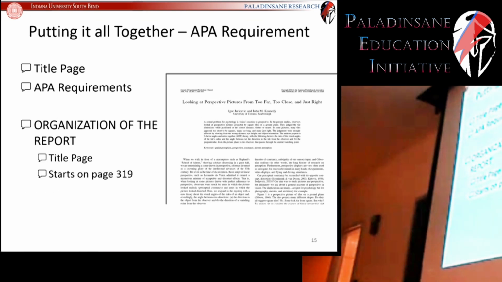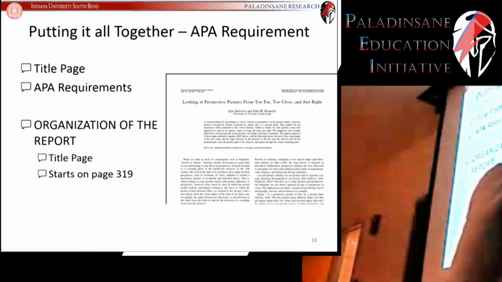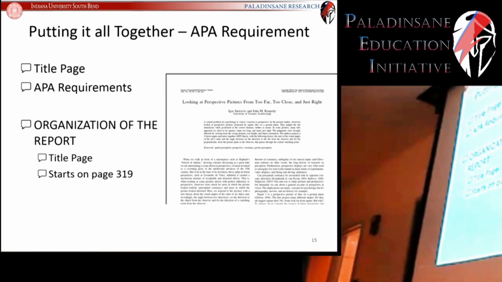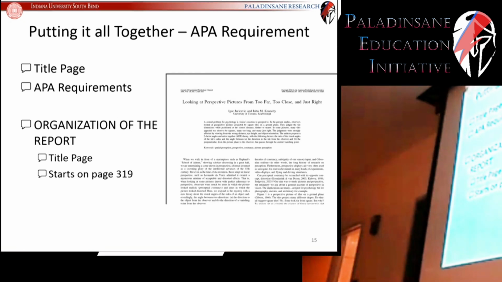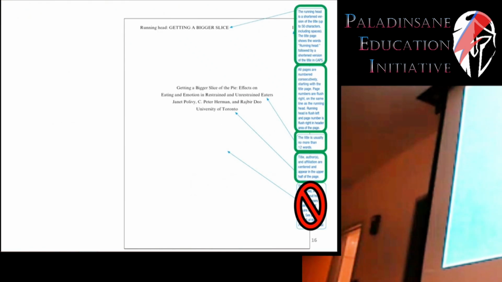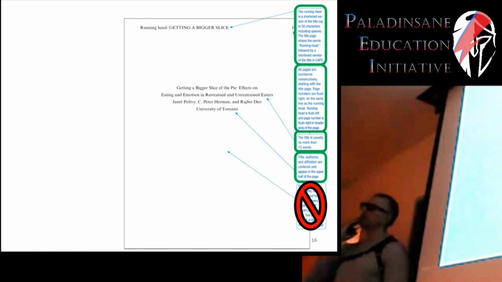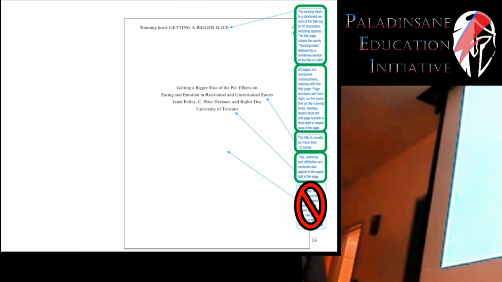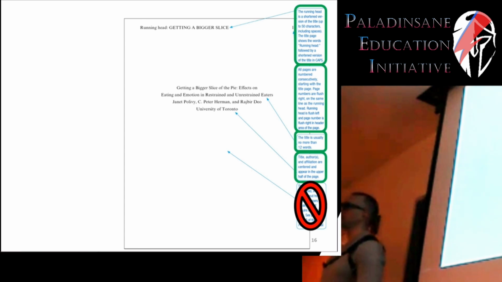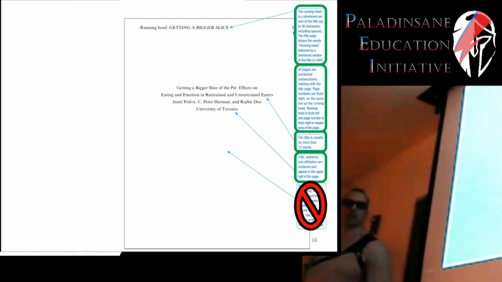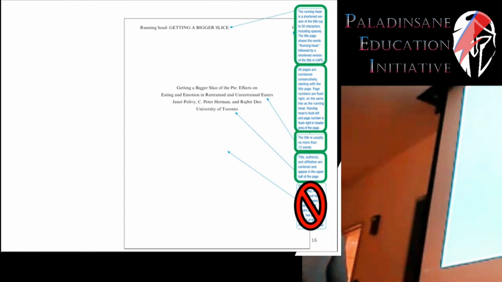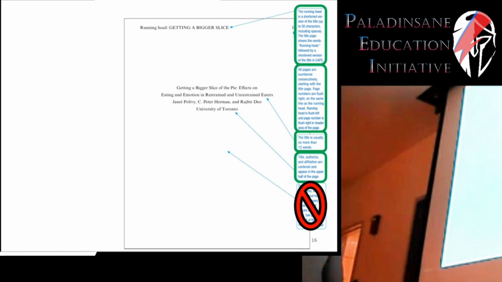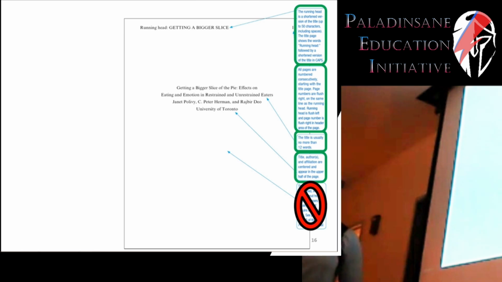All right, so in terms of organization of the report, for your title page, the APA requirements, again, start on page 319 where you can get some information. This is what I wanted to mention. By far, your best friend during this time of putting everything together in a final form is going to be this one experiment sample APA paper that you can find in your textbook. We introduced this one earlier on in the semester, but this is a nice example of what I mean.